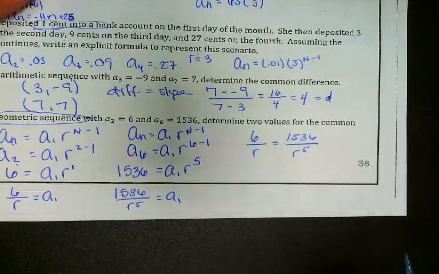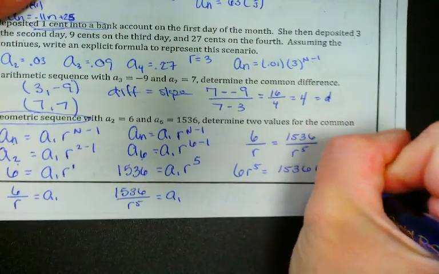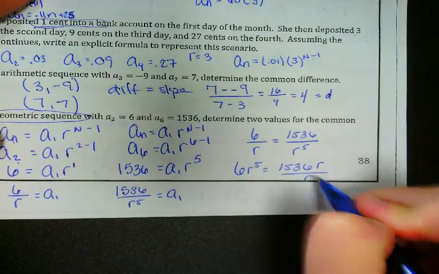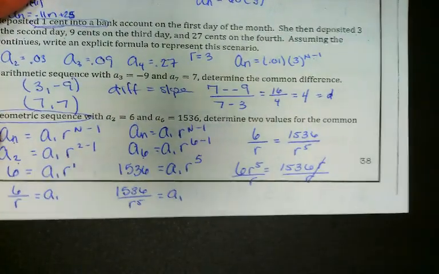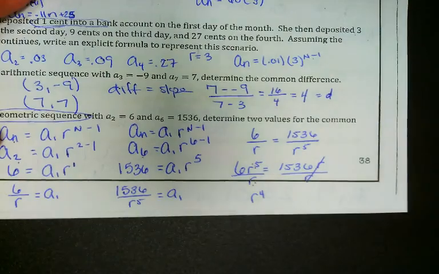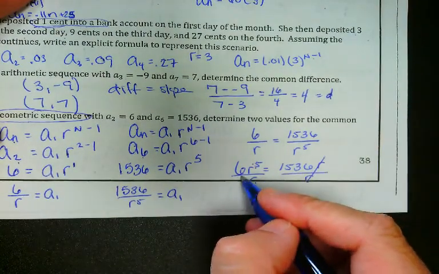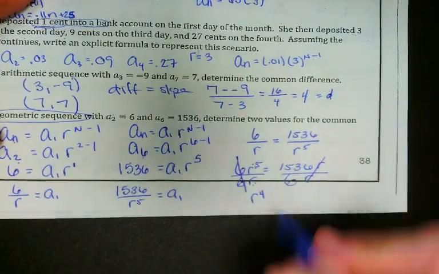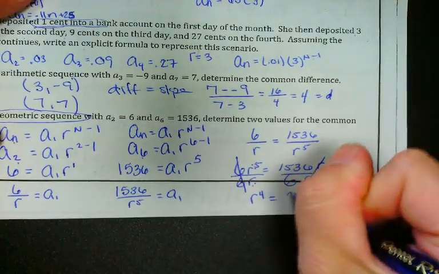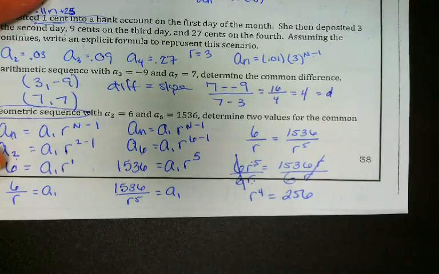Then I would simply cross multiply: 6r to the 5th equals 1536r. I can divide this r out of the way. I'm going to get r to the what here? R to the 4th, because when we divide, we subtract exponents. What else can I do with this 6? I can divide that over, so that's out of the way. 1536 divided by 6 is 256. And then what do I do to both sides? Fourth root it. Excellent. Fourth root.